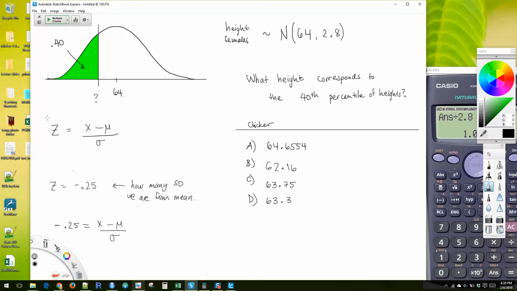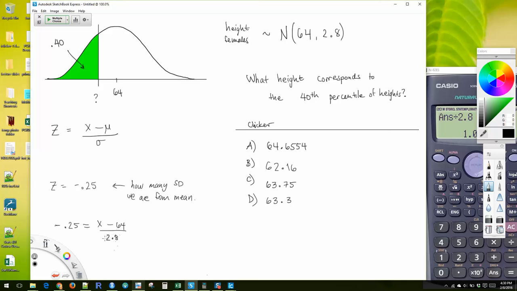So all I'm doing is just plugging in my value, negative 0.25, in for z. I know what mu is, mu is 64. I also know what sigma is, sigma is 2.8. So I have negative 0.25 is equal to x minus 64 over 2.8. At this point, it's just solving for x.